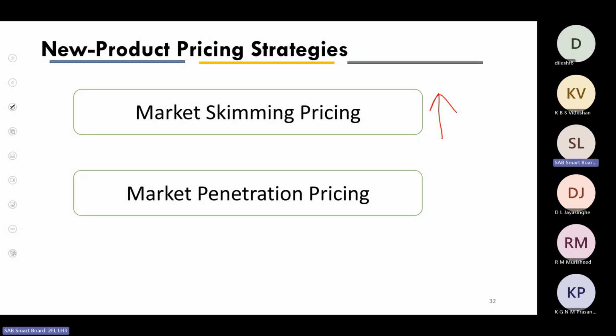Let's forget about the term skimming. Let's say in the markets, apart from quality and uniqueness, there are new products under high prices. Why are they charging high prices from the customers? Any reason?